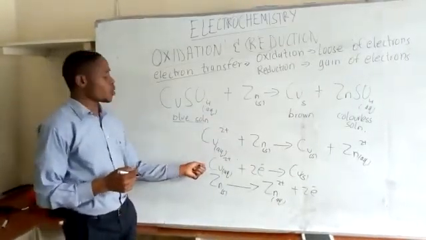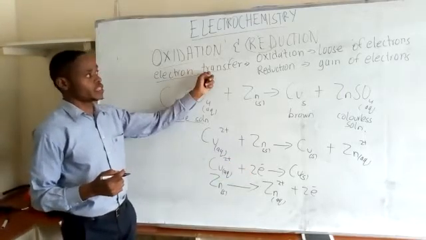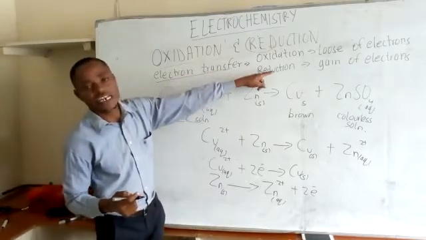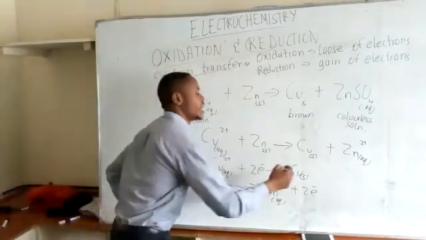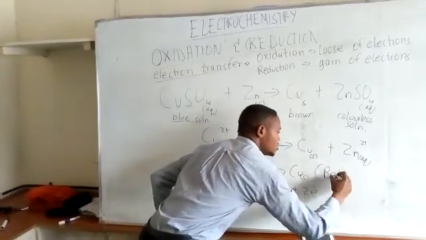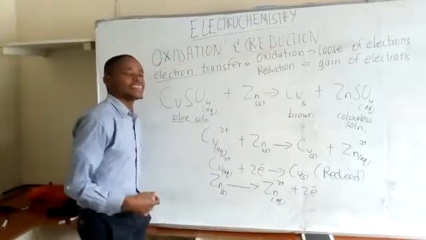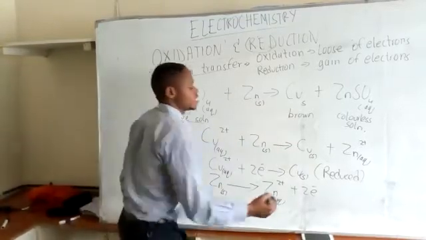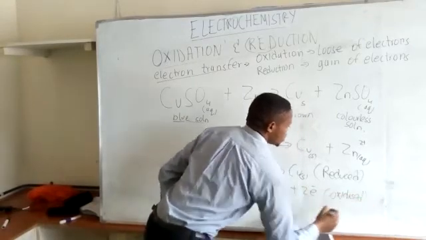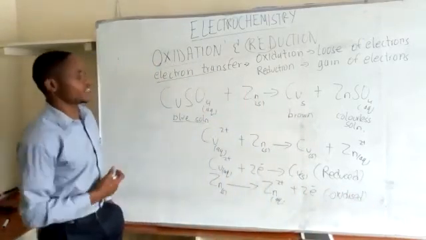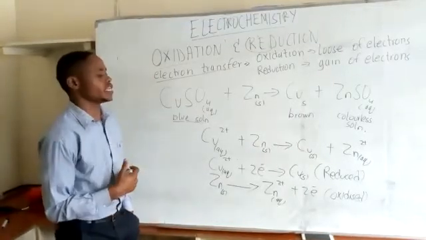In the first one, copper is gaining electrons. We've said in terms of electron transfer, when we gain electrons, that's reduction. So we can say copper is being reduced because it is gaining electrons. On the other hand, zinc is losing electrons, so zinc is being oxidized. This is another example of a redox reaction where both oxidation and reduction are taking place.